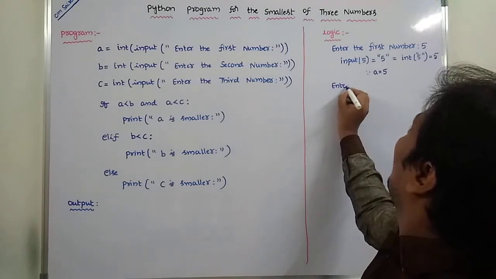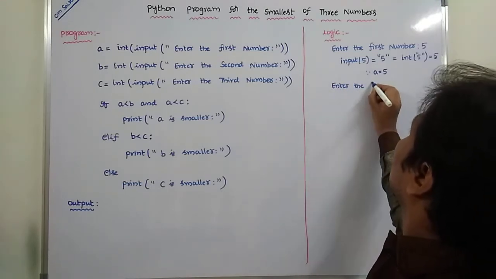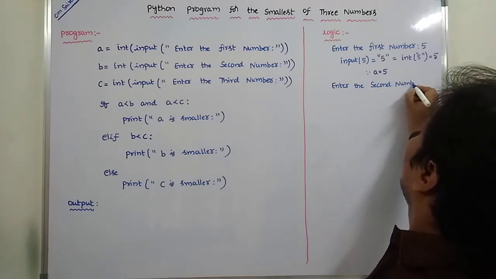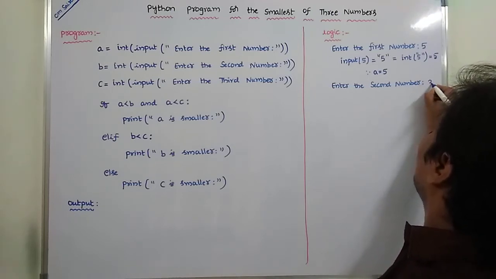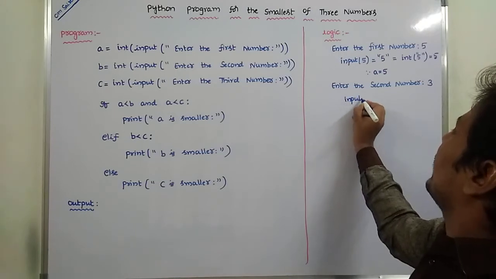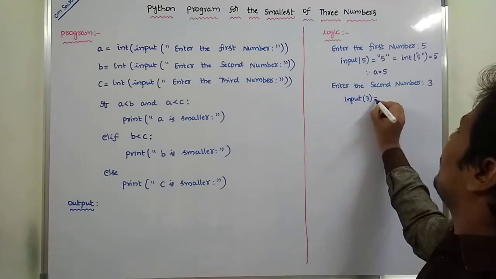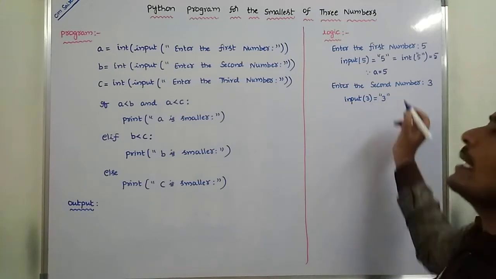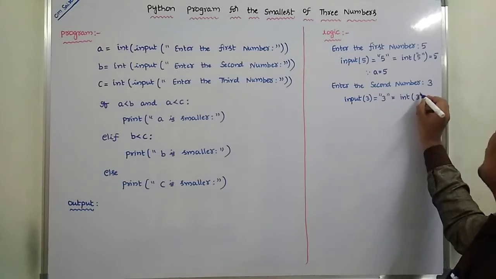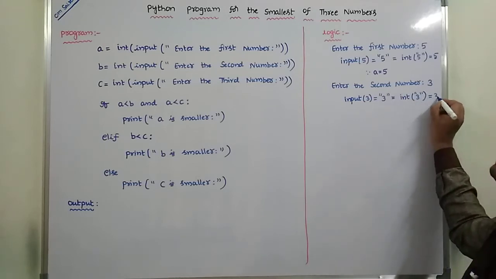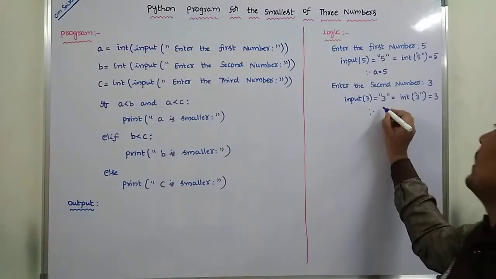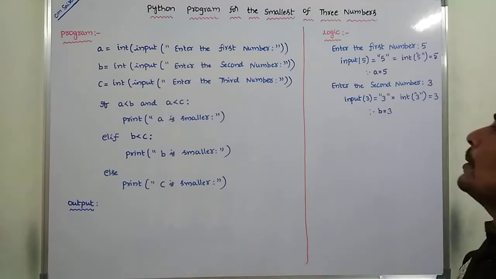Enter the second number, that is 3. The input function reads the value 3 from the keyboard and returns the string 3. This string 3 is typecast using the int function, so it returns integer 3. Now that value 3 is assigned to the variable b, so b is equal to 3.